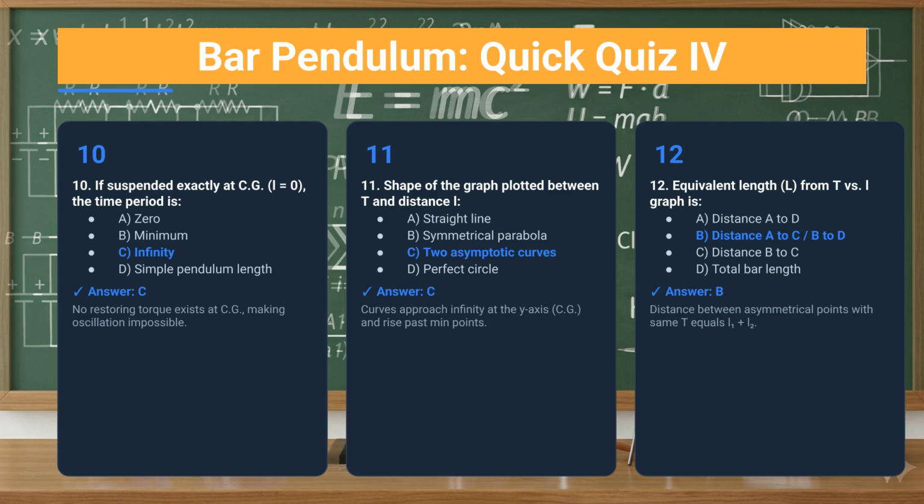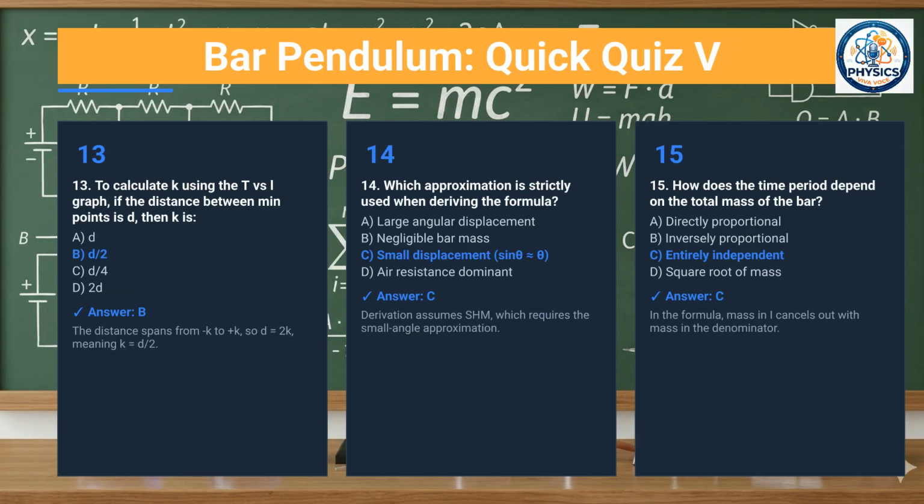The equivalent length L from the T versus l graph is the distance between asymmetrical points with the same time period. To calculate the radius of gyration k using the T versus l graph, if the distance between minimum points is d, then k is d/2. The derivation of the formula strictly uses the small angle approximation. The time period is entirely independent of the total mass of the bar.